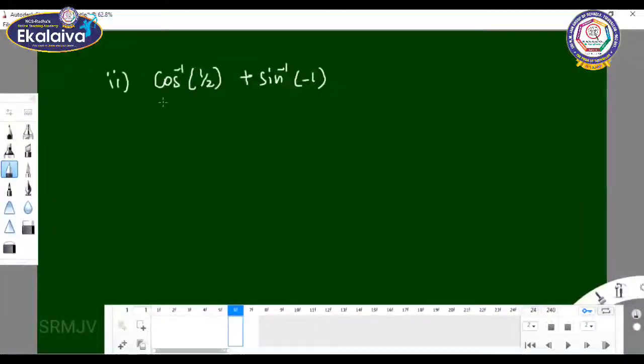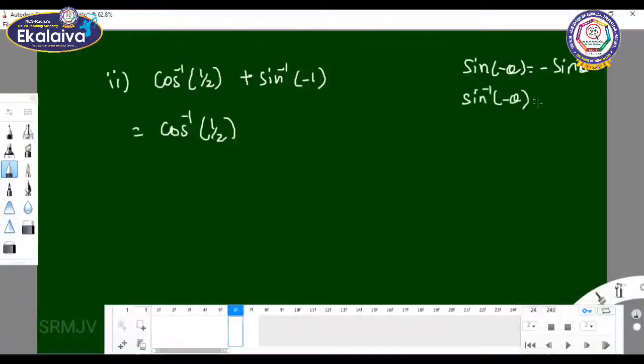We move on to the second subdivision. The same way you can proceed: cos inverse of 1 by 2 minus sine inverse of 1. Sine of minus theta equals minus sine theta, and in the same way sine inverse of minus theta equals minus sine inverse of theta. So you get cos inverse of 1 by 2 minus sine inverse of 1.